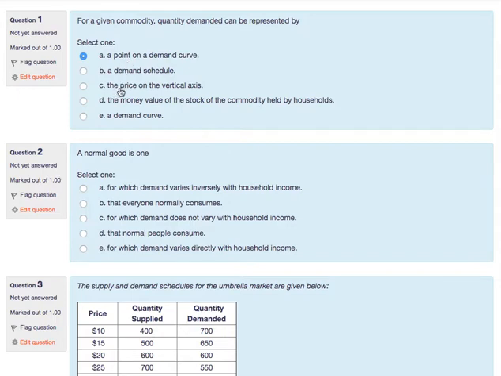The price on the vertical axis doesn't represent quantity demanded. It's just the price on the vertical axis. The money value of the stock of commodity held by households has no point here.